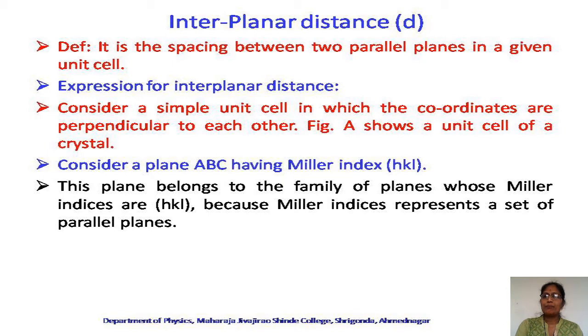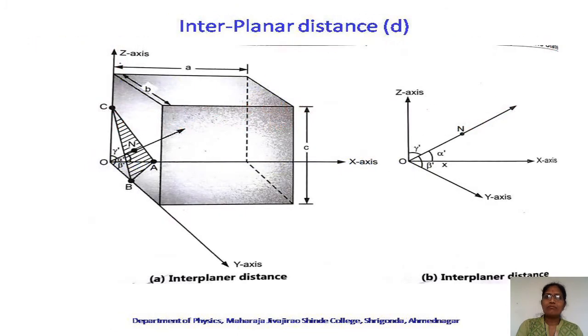In order to find this formula, we have to consider a unit cell which will have three crystallographic axes x, y and z, and it will have three edges. Along x its length will be a, along y its length will be b, and along z its length will be c. And there are three interfacial angles alpha, beta and gamma as shown in the figure.